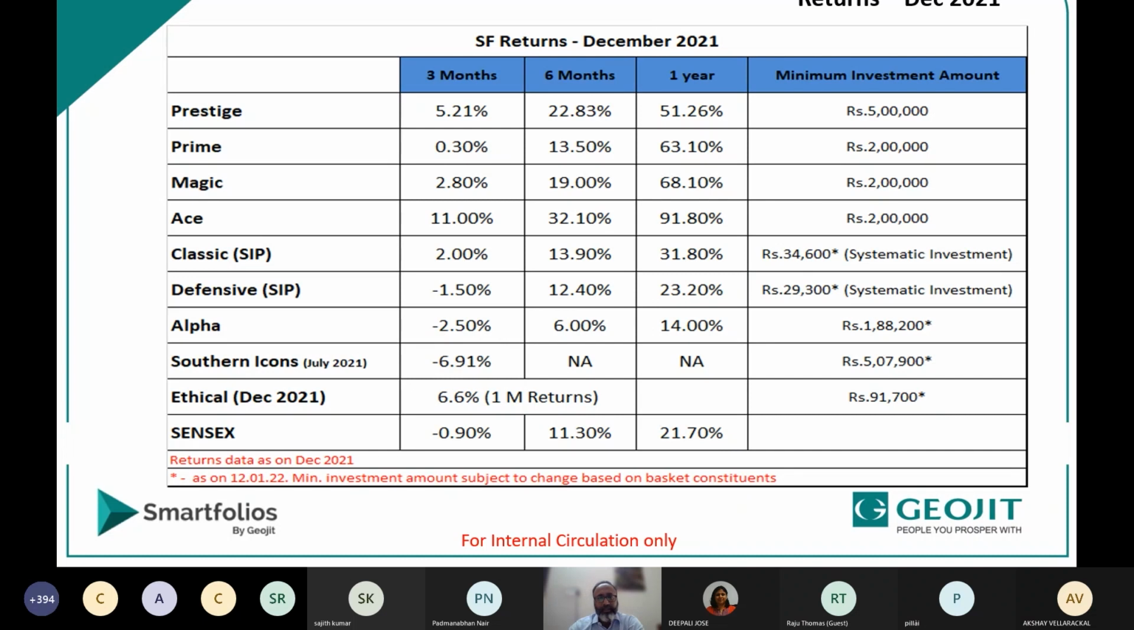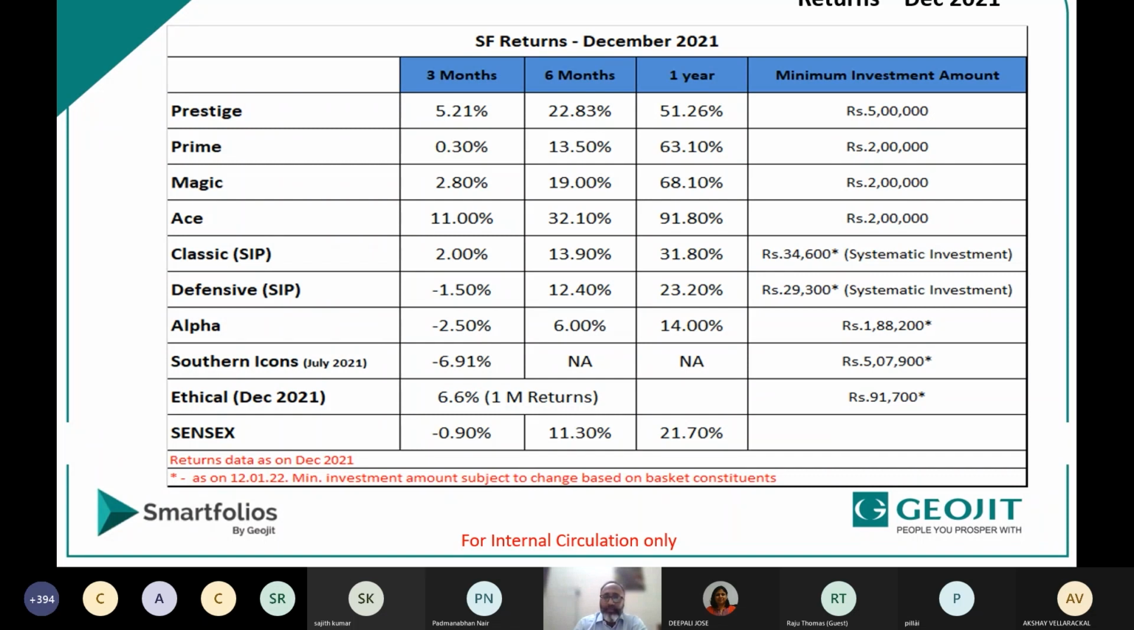Ethical, back-tested returns from December onwards, it has given a 6.6% returns. It was launched only towards the end of December. So the returns that you're seeing over here, 6.6% is the back-tested returns for Ethical. All these 1 year returns are against a Sensex return of 21%. Now, see, these are all historical returns. This is no guarantee for the future, or this is no indicator as for the future returns.